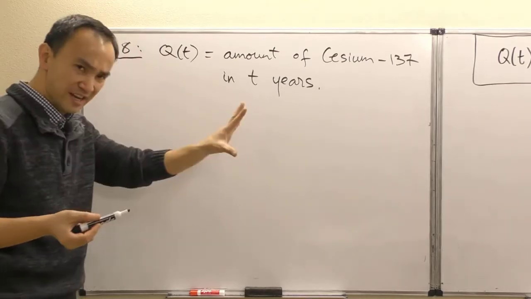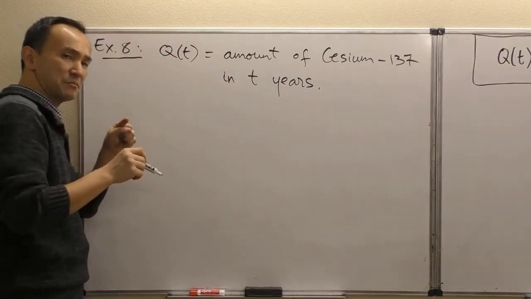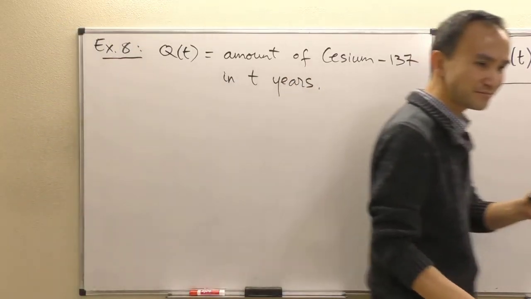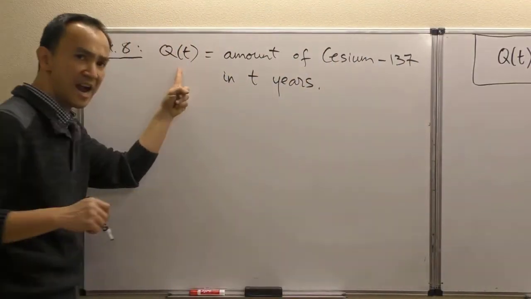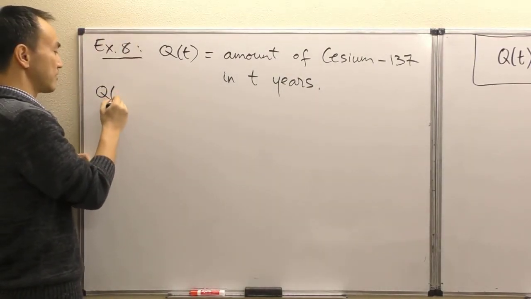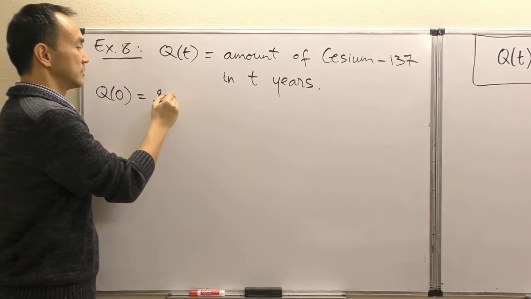But before getting to explaining what half-life is all about, allow me to write down some other information. What we knew here is that the statement said beginning with 200 milligrams of cesium-137. This statement that I highlighted here is quite important for us. It tells us that we already had an initial amount. So this time the initial amount is given quite clearly. So Q of 0, when time is 0 years, we're looking at 200 milligrams.